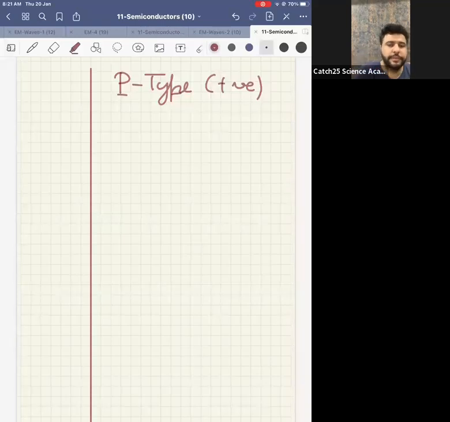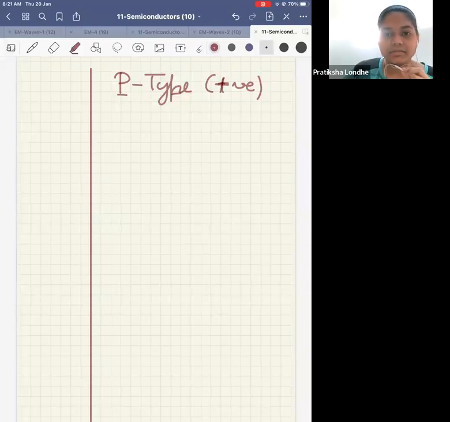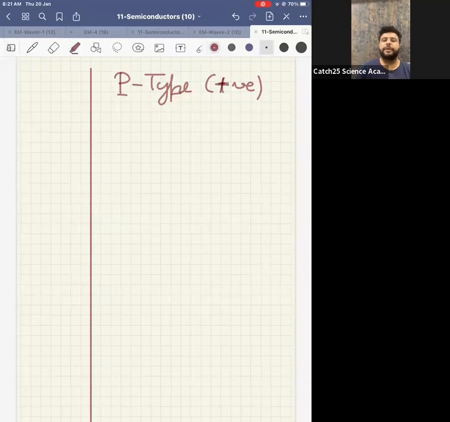Pratiksha, what do you want me to repeat? The last sentence. In N-type semiconductors, number of electrons is greater than number of holes. Okay.